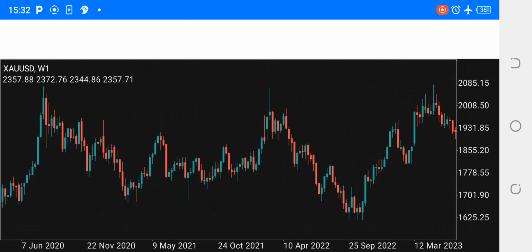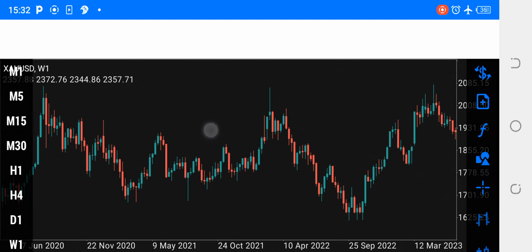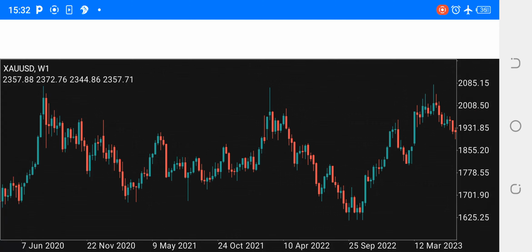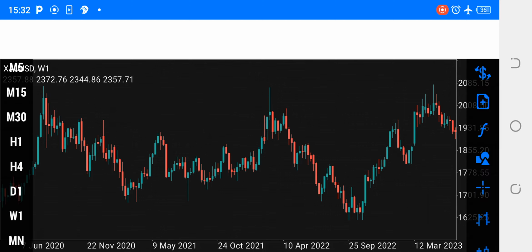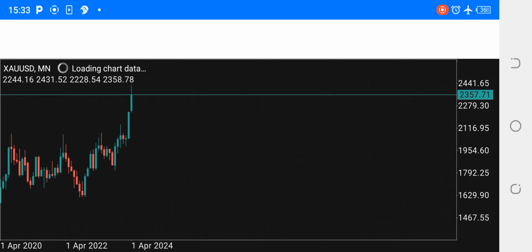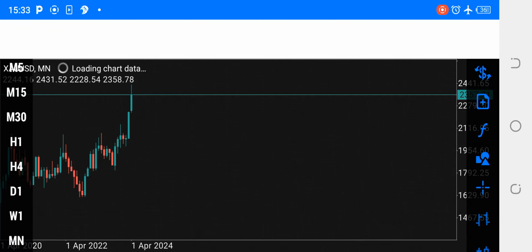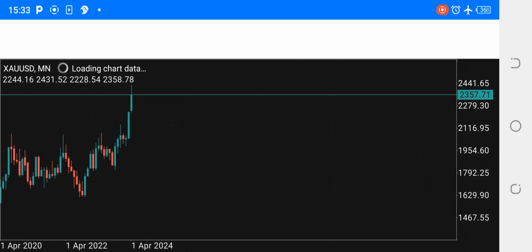Okay, so to draw a level on your chart, you simply touch your screen, like you've seen. I've touched the screen, and on the left hand side I can see time frames, and on the right hand side you're seeing icons. We shall be learning them one by one. To start with, let me click on the monthly chart. I've clicked the icon on the left hand side, the last dot, MN, that's monthly.